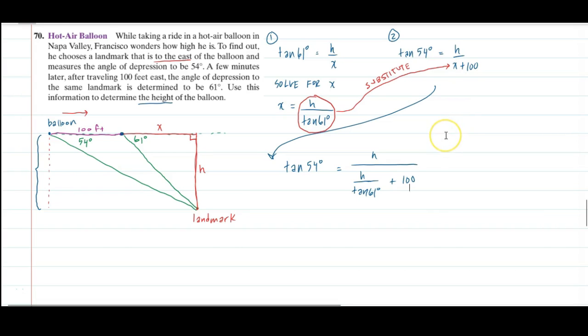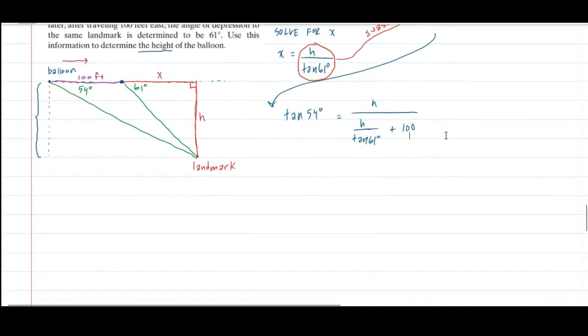So what's the best way to solve it? Here is one technique that I can share with you. I'll multiply on both sides. If I multiply on both sides, you'll have the tan of 54 degrees multiplied to h over the tan of 61 degrees added to 100, and on the right side you have an h.